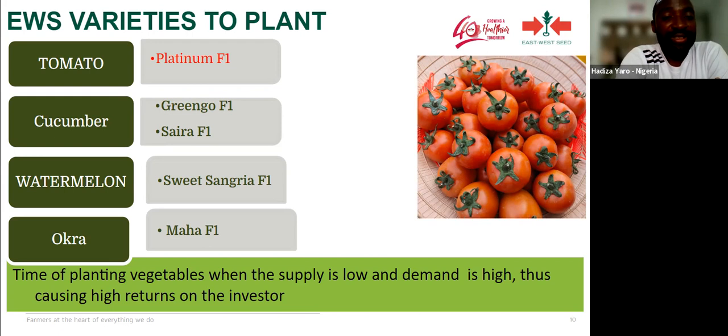Also for cucumbers, we have the US Slicers and the Orientals. The US Slicers are the dark green cucumbers. Cucumbers are different because we have those from the southwest and the north.